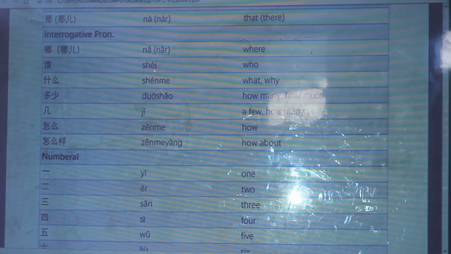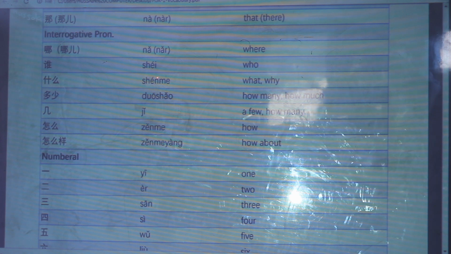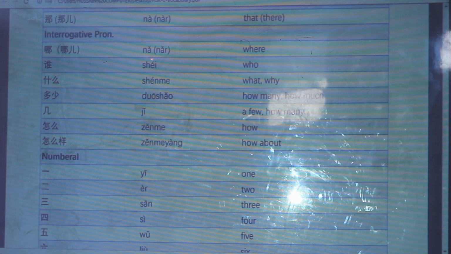Shei, shei means who. Shenme, shenme means what. You also learn vocabulary; I will take a verbal test. Shenme spelling. Shei, shenme. Ji. Zenme, zenme yang.